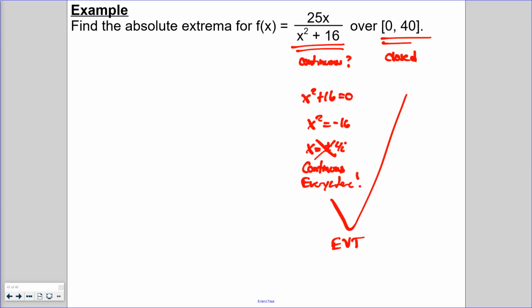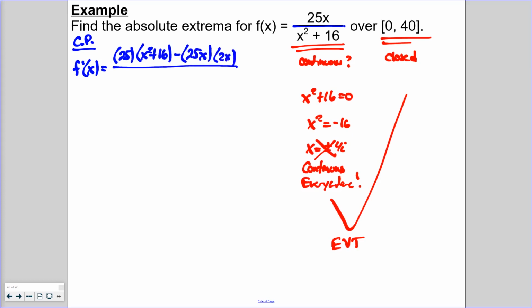First thing we need to do is find our critical points. To do that, we have to take the derivative, and oh crud, we have to use the quotient rule, because it's 25x divided by x squared plus 16. So the quotient rule gives us 25 times x squared plus 16, minus 25x times 2x, all over x squared plus 16 quantity squared.